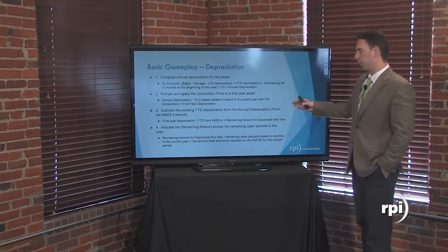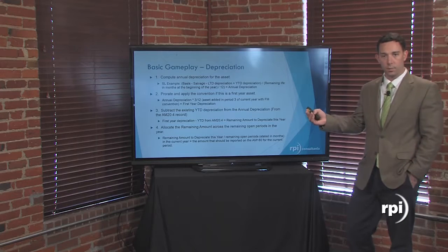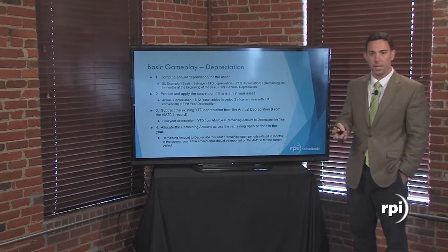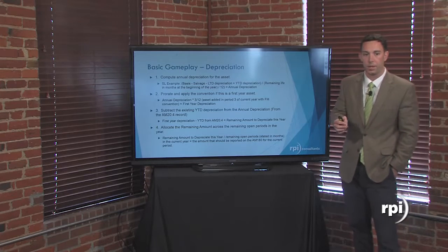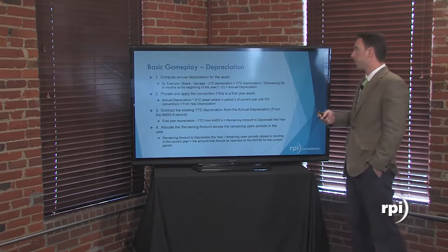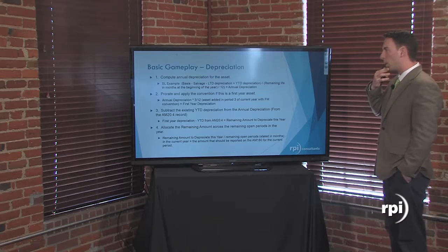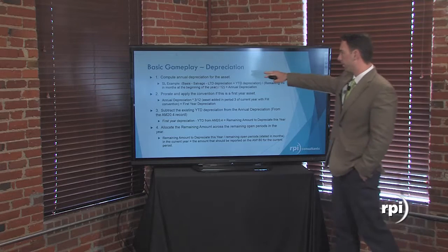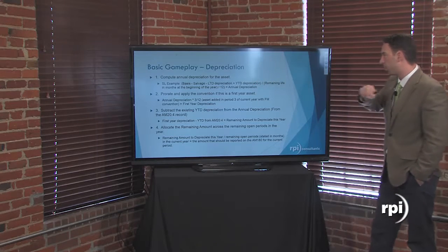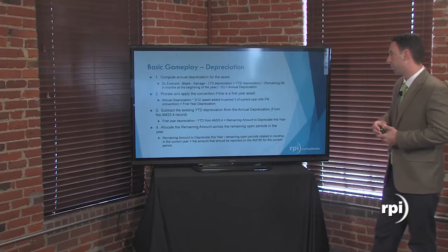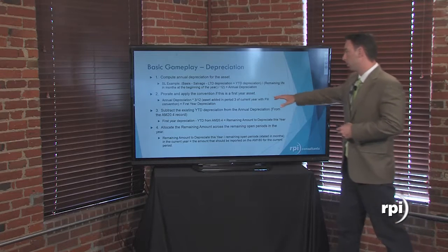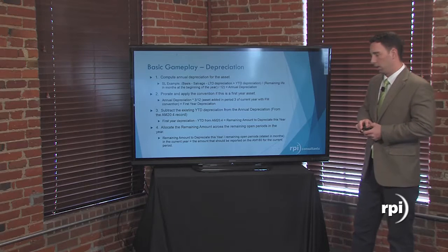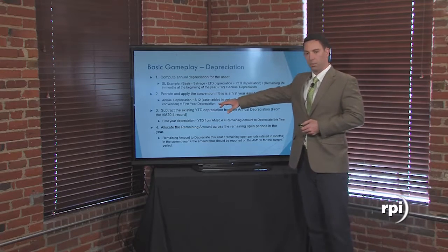All right, we talked about depreciation a little bit. AM 180 is the job that calculates depreciation every single month for your assets. You can't close your AM period unless you run AM 180. But let's take a look at exactly what AM 180 is doing. Step one, it's going to compute the annual depreciation for your asset. Then step 2, it's going to prorate and apply the convention for a first year asset, and that's going to give you your first year depreciation.